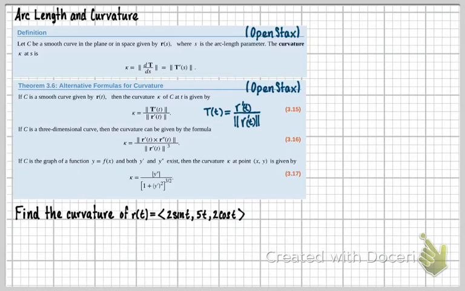Anyways, let's get down to the problem below here. It says find the curvature of r(t) being 2 sin t, 5t, 2 cos t. What we're going to do is find the curvature of this one, and we'll use the top formula.